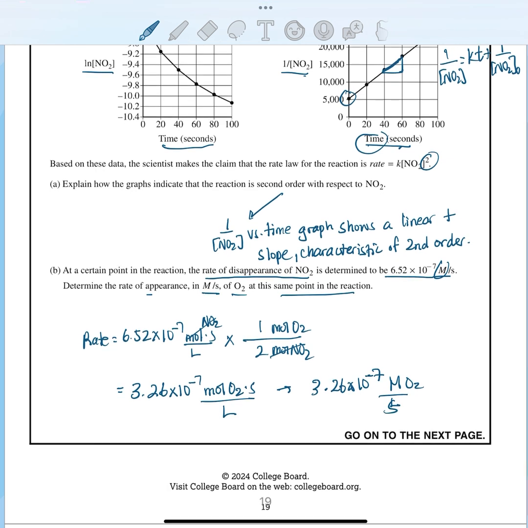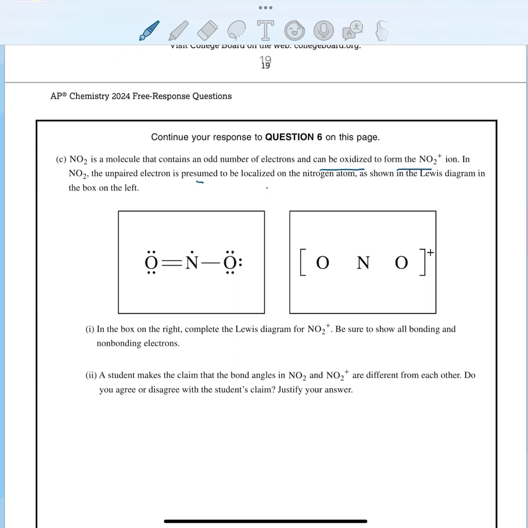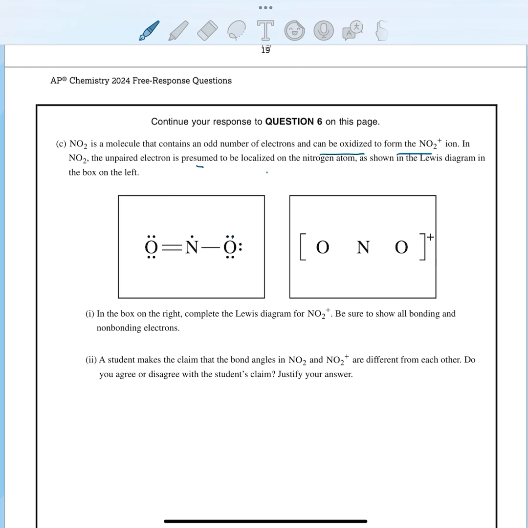Okay, that's how we do question B. Question C is a Lewis dot diagram question, and there's different ways you can do this, but I like to use a method called the electron bank. So I'm going to show you how it works below, and I know this one's already done.